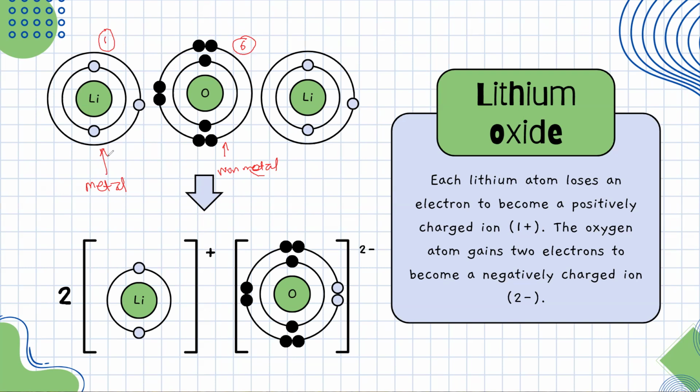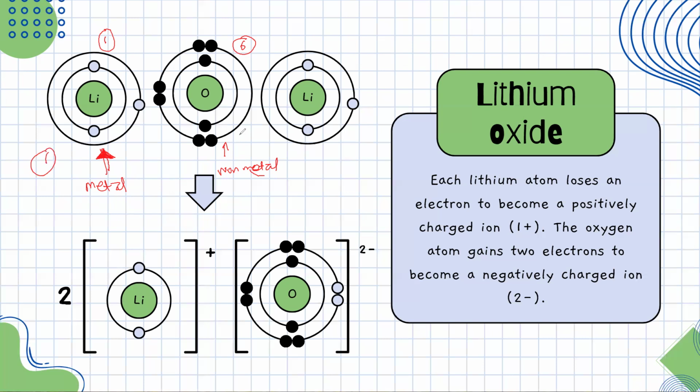Now, my next question is, how many electrons is lithium going to lose? Since lithium is in group 1, how many electrons is it going to lose? One electron. Thank you very much. Lithium is going to lose 1 electron.